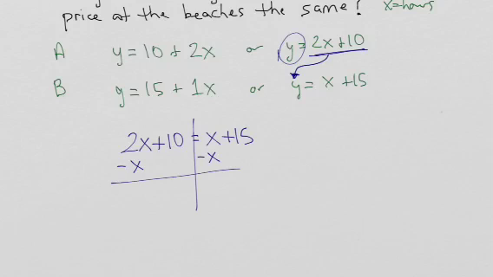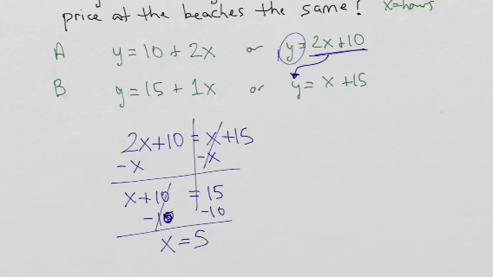Get my like terms together first. And then get rid of the plus 10 with a minus 10, not 15, but 10. Okay, and I get x equals 5. And remember, x stood for hours, so we're talking 5 hours. That's what would make them the same price. If you did 5 hours, they're equally priced. If you do less than 5 hours, one of them's better. More than 5 hours, the other one is better.